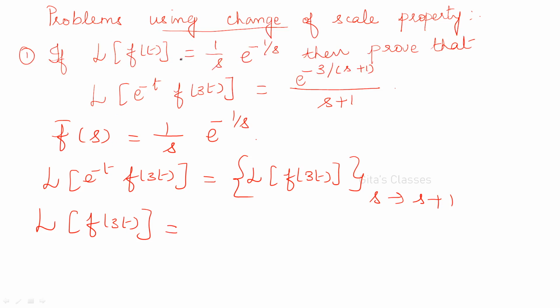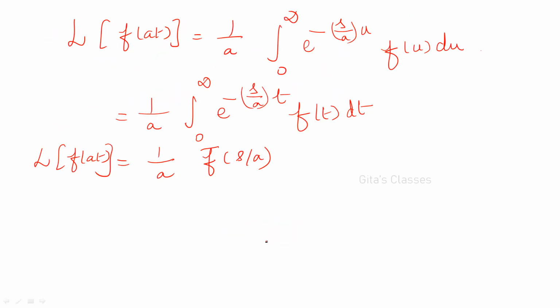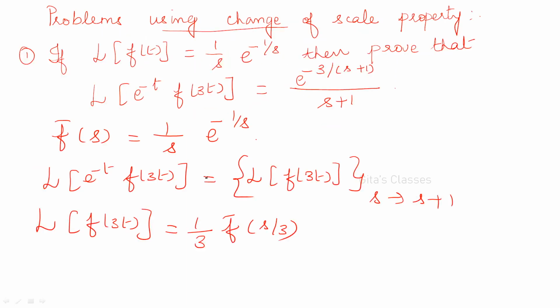You know that L of f of t is 1 by s into f bar of s. Now f of 3t, by the change of scale property, is 1 by 3 into f bar of s by 3. This is what we have done, right? 1 by a into f bar of s by a, if t is multiplied by a. Here it is multiplied, in the place of a I have 3. So it is 1 by 3 into f bar of s by 3.